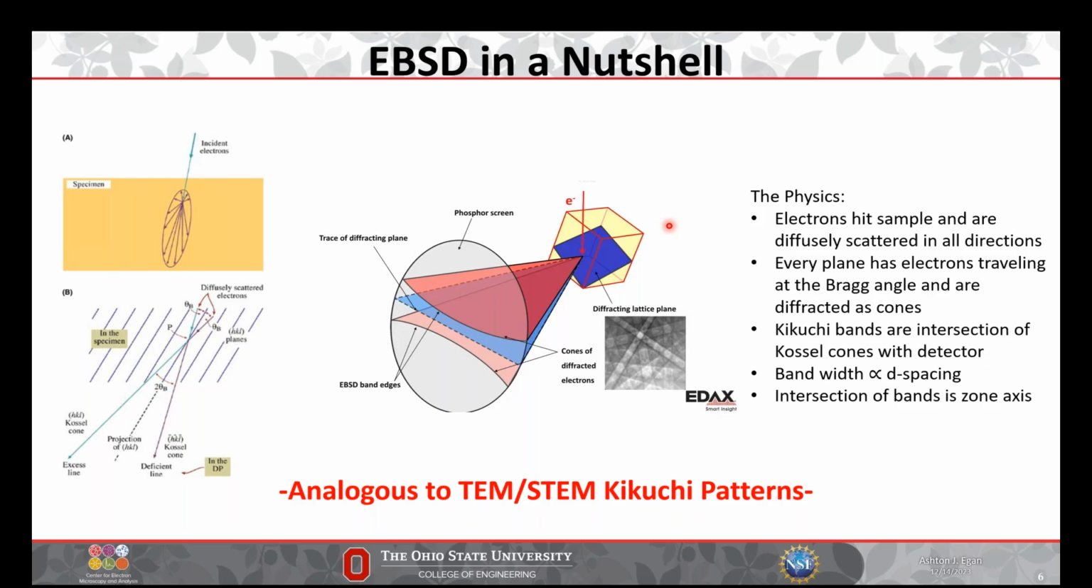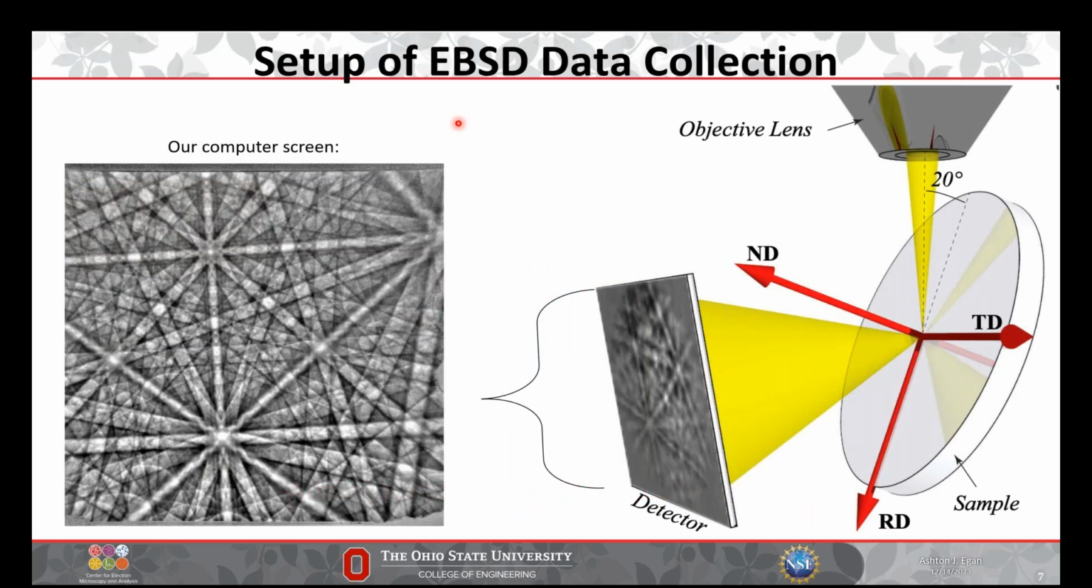And this is very analogous to what we see in TEM Kikuchi patterns, which I have another picture of here. So this is basically the setup practically in an SEM where we are shooting an electron beam down the column at our sample, which is tilted to 70 degrees. And basically, a Kikuchi pattern comes off onto the detector, and this is what we see on our screen.